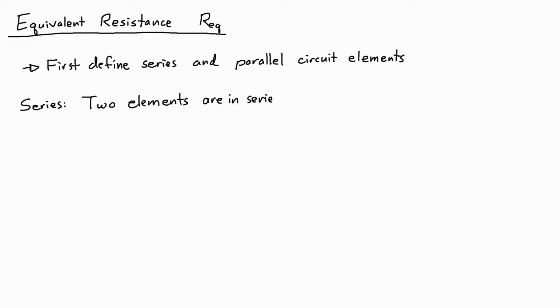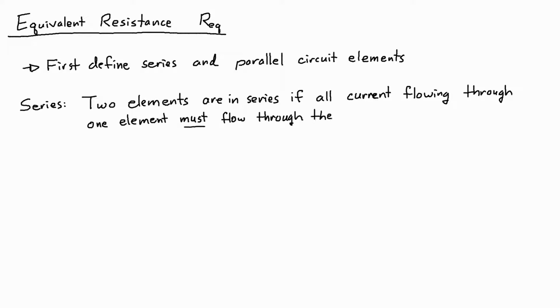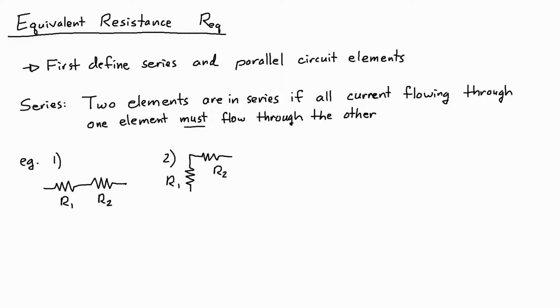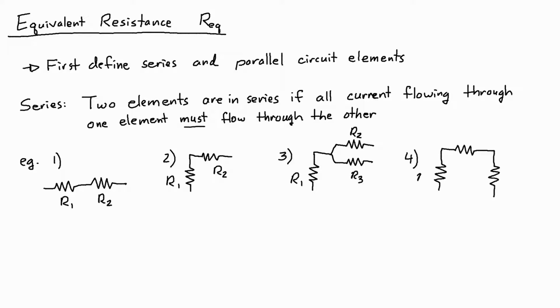Two elements are in series if all the current flowing through one element must flow through the other. And the easiest way to understand this is to look at a few examples. So here are 4 different examples of different arrangements of resistors, and you have to think about whether the resistors in the example are in series or not.